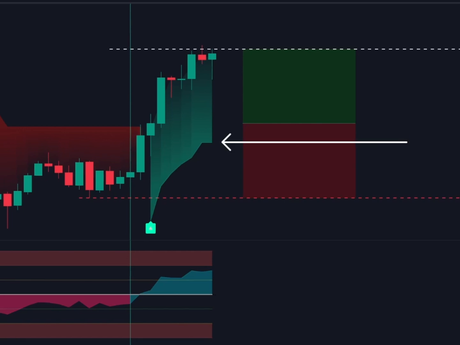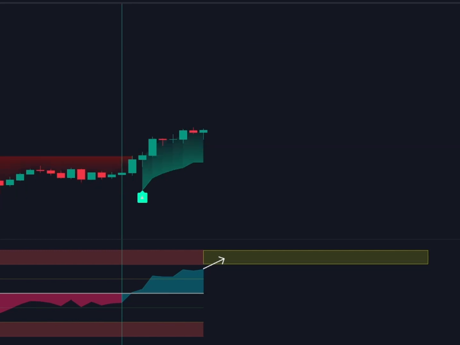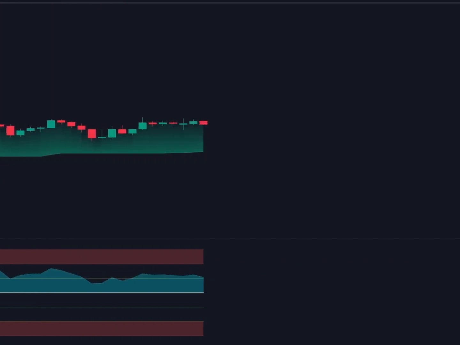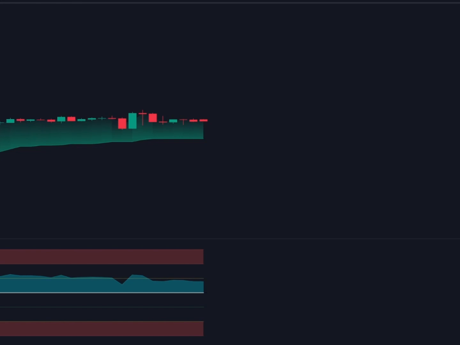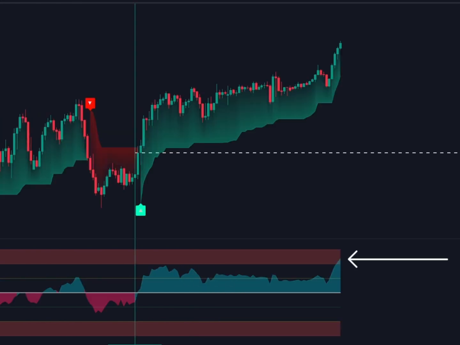super trend line as our trailing stop. For our profit target, we will wait for the Z-score to move to the upper boundary. Let's play this through. Here we have reached the upper boundary. There are a few ways we can manage the trade from here.